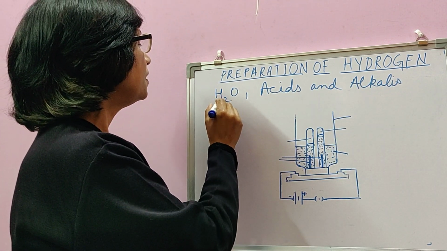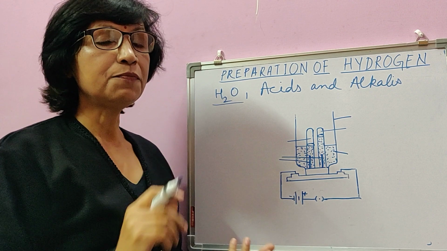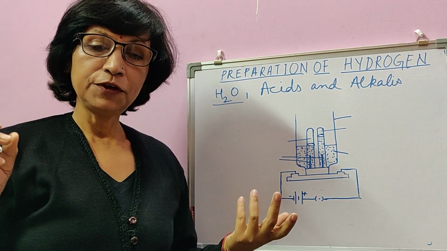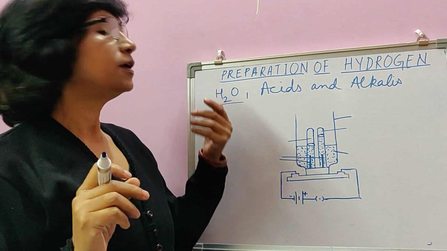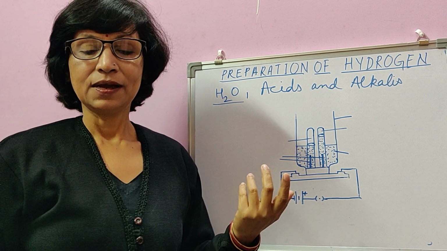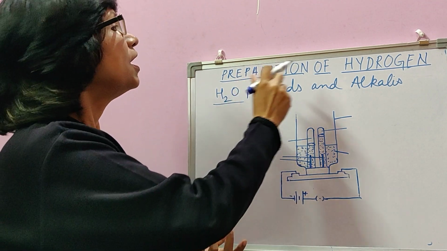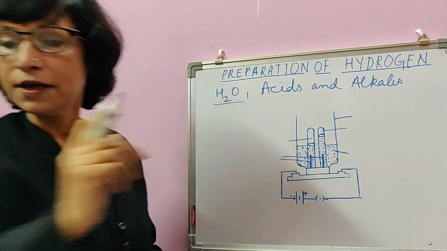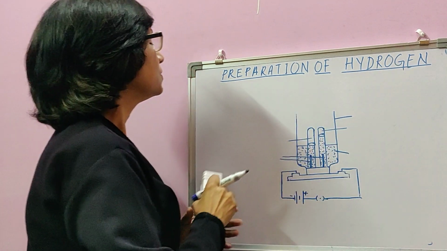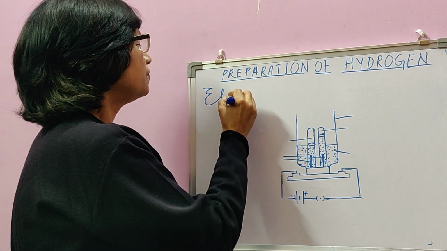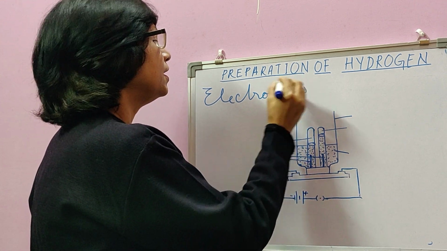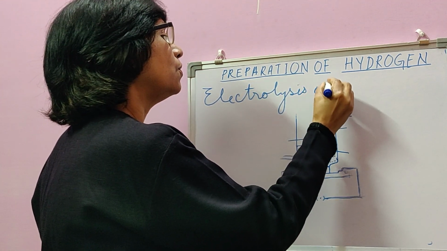Out of that as well, water is very important because water is present in plenty, so we can use this water for large scale preparation of hydrogen. The method by which hydrogen is prepared from water is said to be electrolysis. So, the first method of preparation of hydrogen from water is electrolysis of water.